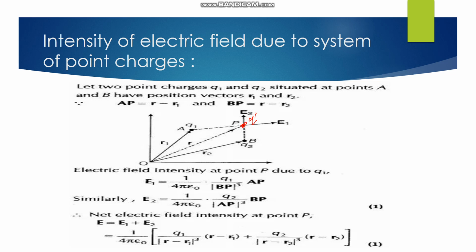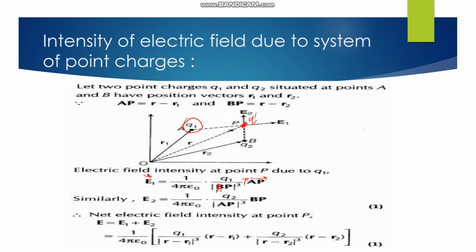According to the previous derivation, we get the electric field intensity at point P due to the source charge q1. So E1 is equal to 1 by 4 pi epsilon naught q1 by AP cube into AP vector. This AP vector shows the direction of electric field intensity E1.